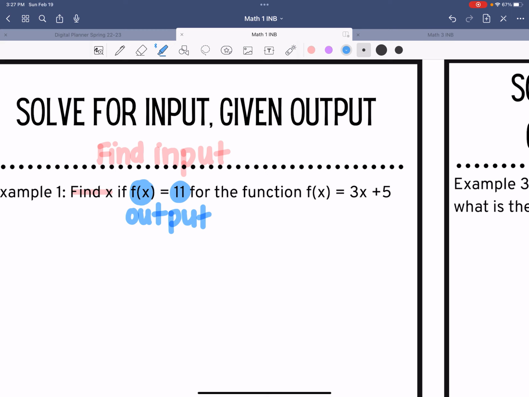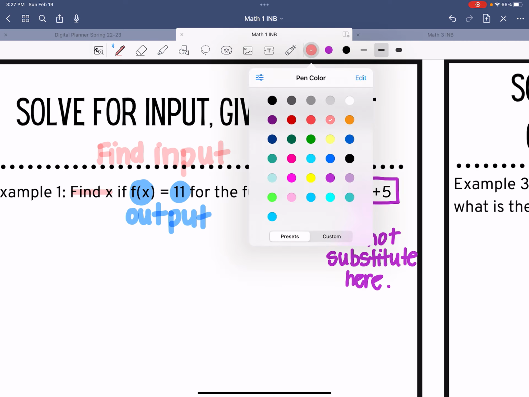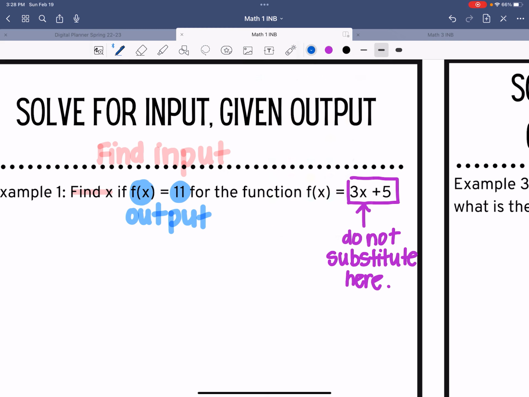So what we can do is we know that our function is 3x plus 5. We're not going to plug it in here. So do not substitute here because that's the input. We want to substitute it in for the output. So we're going to take our problem and we're going to solve, and we're going to say that 3x plus 5 equals 11 because it equals the output. So this is the output number.